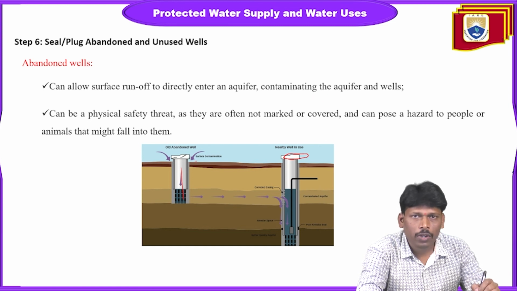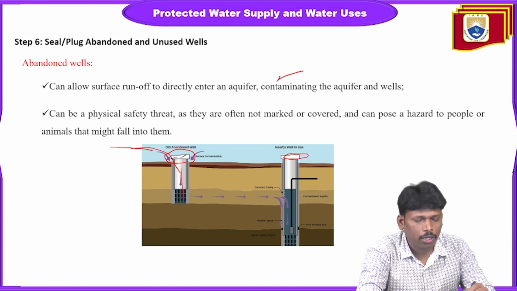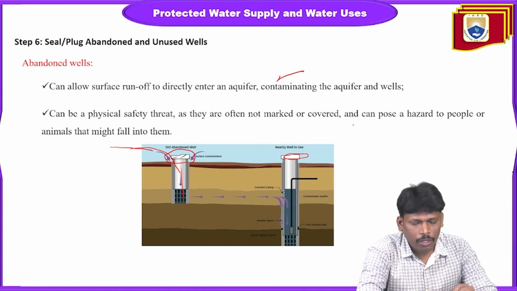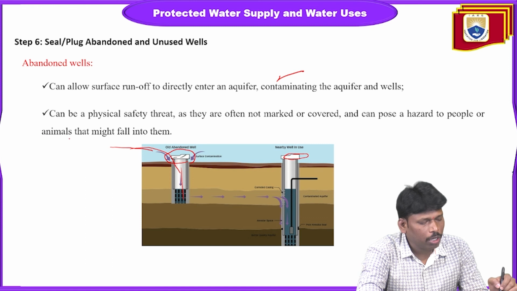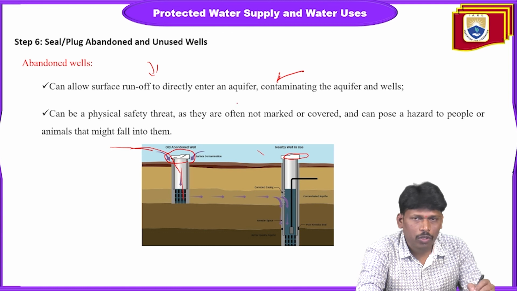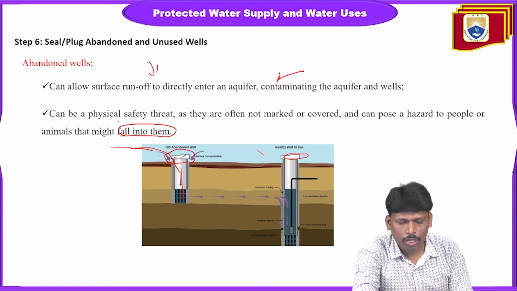Suppose you have not provided a proper sealing, then after rainfall, the same water will flow into this well. So again it may become contaminated, and there is a possible physical safety threat, as they are often not marked or covered, and can pose a hazard to people or animals that might fall into them. So that's why, not only entry of rainwater into these open wells, but once you provide the proper sealing, then we can avoid animals or men falling into the wells also.